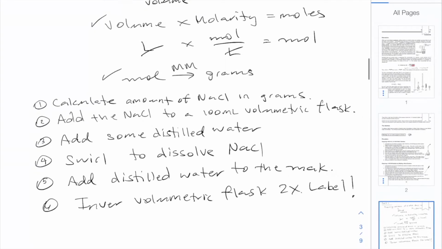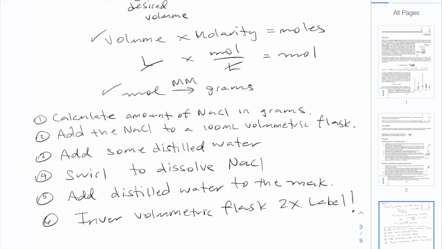So we're going to calculate how much salt we need. That's number one. I'm going to add the salt to the volumetric flask. I'm going to add some distilled water. I'm going to swirl it. And then I'm going to add distilled water to the mark here. And I'm going to invert the flask 2 times and then label the flask.